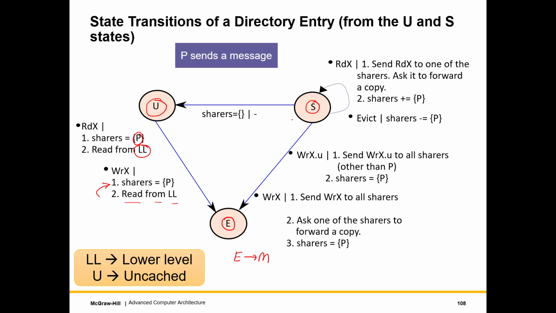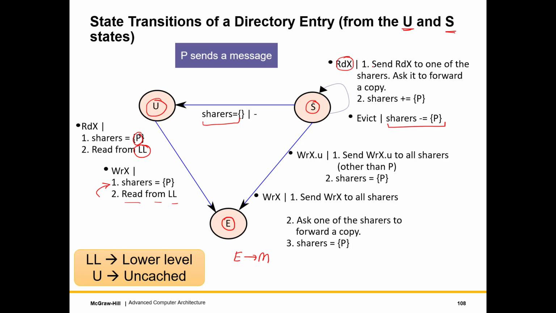Alright, so now let us look at the S state. These are the transitions of a directory from the U and S states, right? So they originate from the U and S states, not from the E state. So in the S state, let us say that we receive an evict message. In an evict message, we just delete from the list of sharers, and when the set of sharers becomes empty, we enter the uncached state.